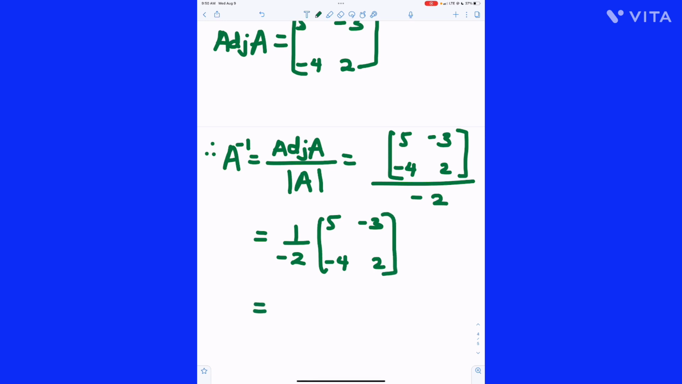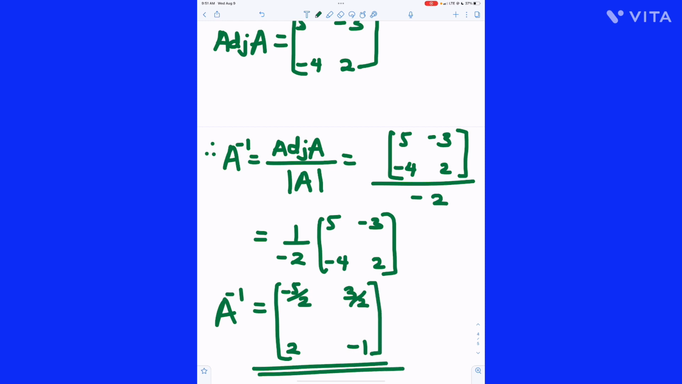So this gives me A inverse is equal to minus 1 over 2 times 5, that's minus 5 over 2. Minus 1 over 2 times 3, that's minus 3 over 2. Minus 1 over 2 times minus 4, that gives me 2. Then minus 1 over 2 times 2 gives me minus 1. I'm multiplying minus 1 over 2 by each element in the matrix. So this is the inverse of the matrix A.